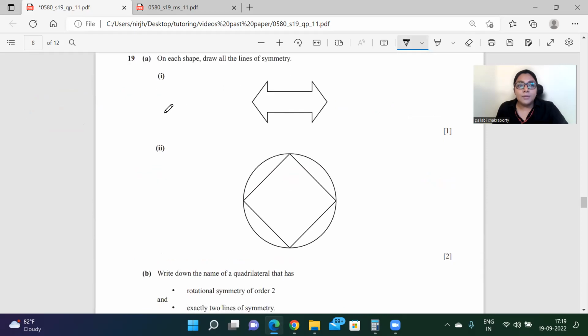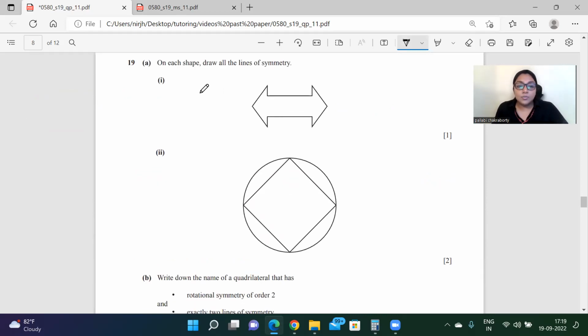Moving on. Now it says that on each shape, we need to draw all lines of symmetry. Lines of symmetry means that the figure will remain symmetric across it. So if I make a line over here, the figure remains symmetrical, because if you fold it across this line, these two parts are similar, right? Symmetric. And the other possible way for this particular figure is I make a line across this, like this. Then also both these parts are symmetric to each other. So there are two lines of symmetry possible in the first figure.